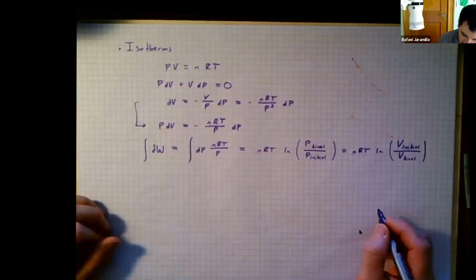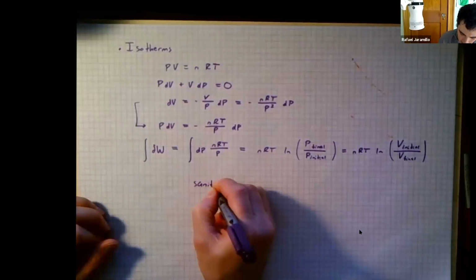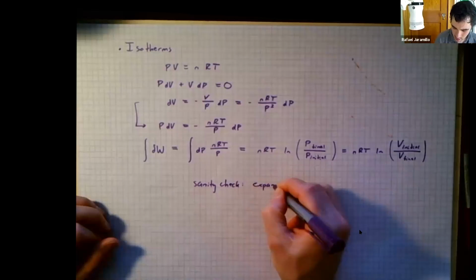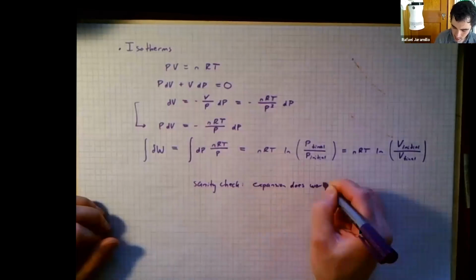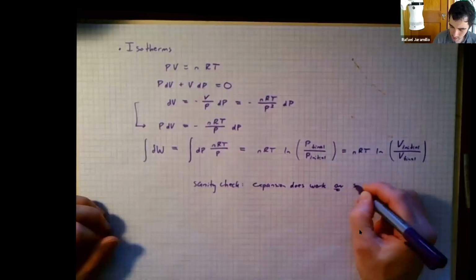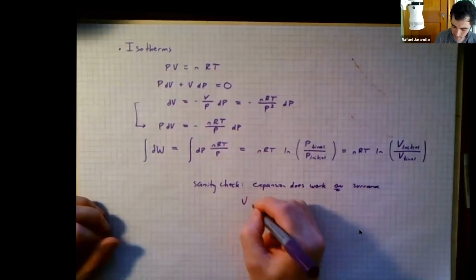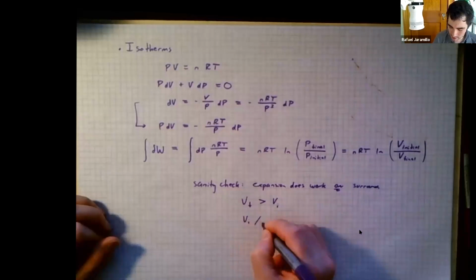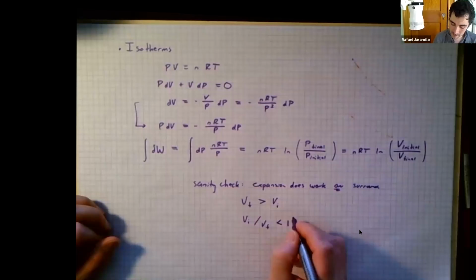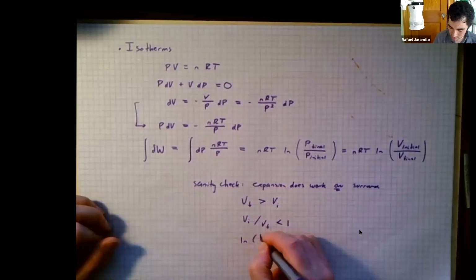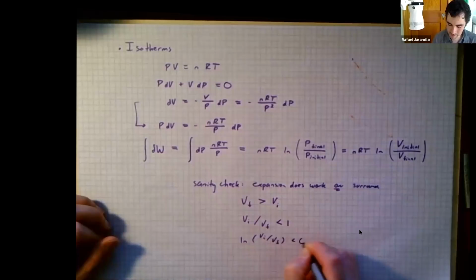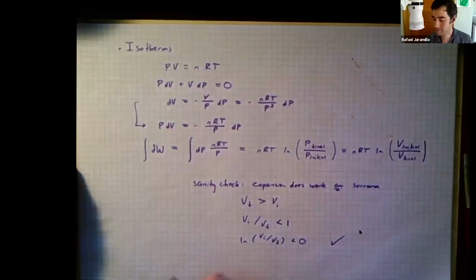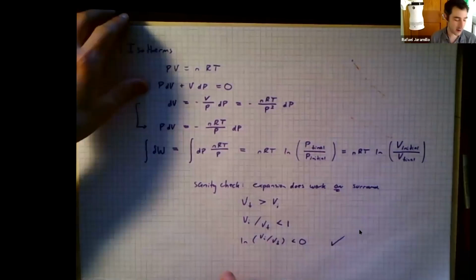Let's do a sanity check. Expansion does work on surroundings. V final larger than V initial means V initial over V final is less than 1, which means log V initial over V final is less than 0. That means the system loses energy. Okay, good. Checks out. So this is the expression for an isotherm for an ideal gas.